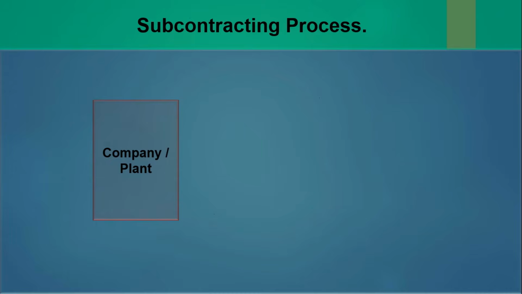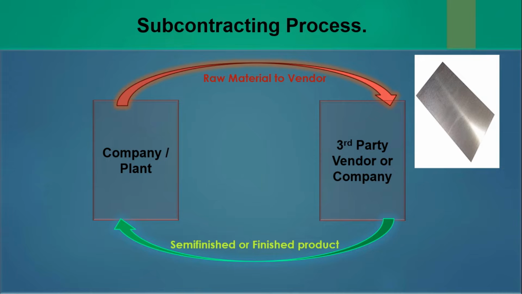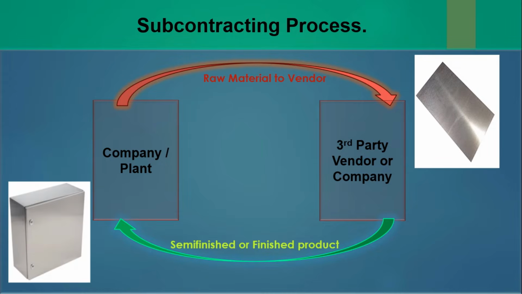As I told, let's consider this is a primary company and they want some product. So what they will do, they will give raw material to a vendor or third party company, and that third party company will process that raw material and return the product to the company as a semi-finished or finished product. Let's consider one example here. Consider this company is giving a metal sheet of, let's say, 1 kg to the third party, and they are converting that metal sheet into a metal box and returning it.